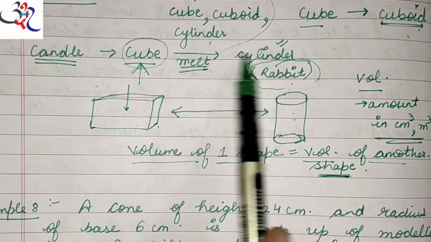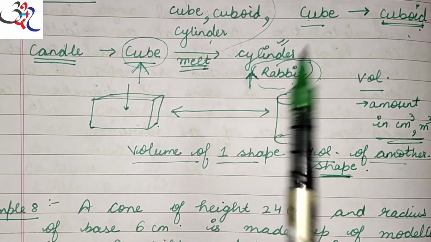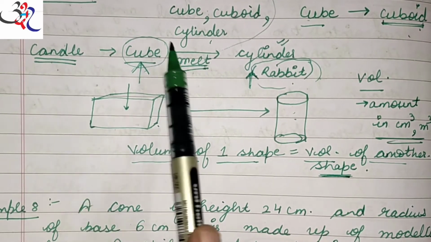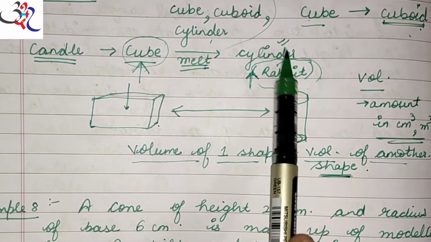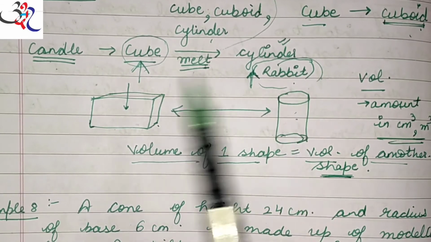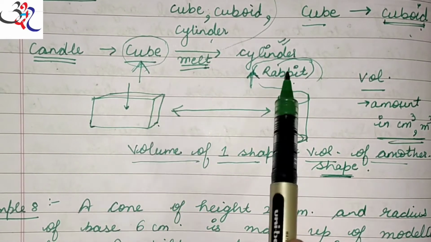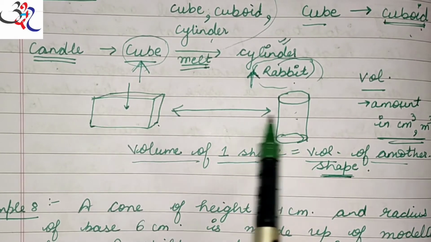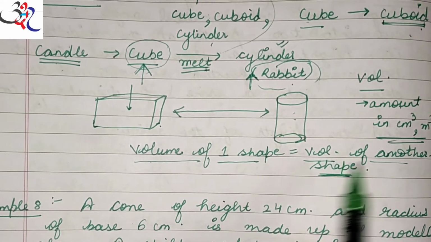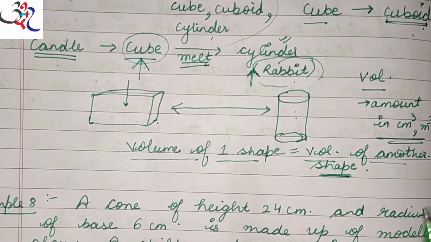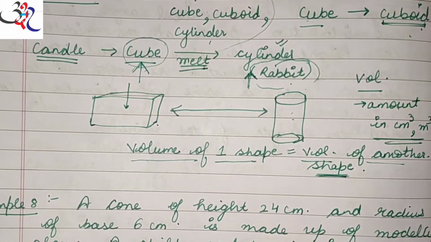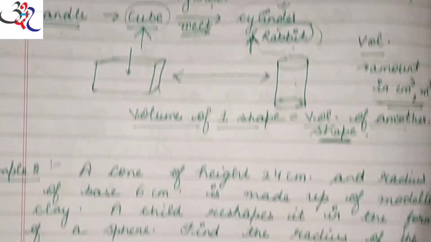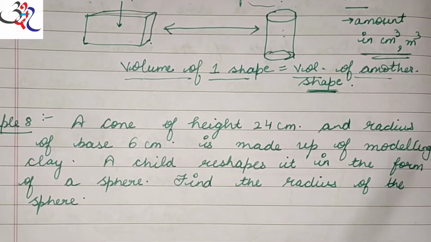From the example it is clear that if the candle is being converted from a cube to a cylinder, then its area will change, but the amount of the candle will remain the same in both the figures. So that's why we say that the volume of one shape is always equal to the volume of another shape. When one shape is being converted to another shape, their volume will remain the same.